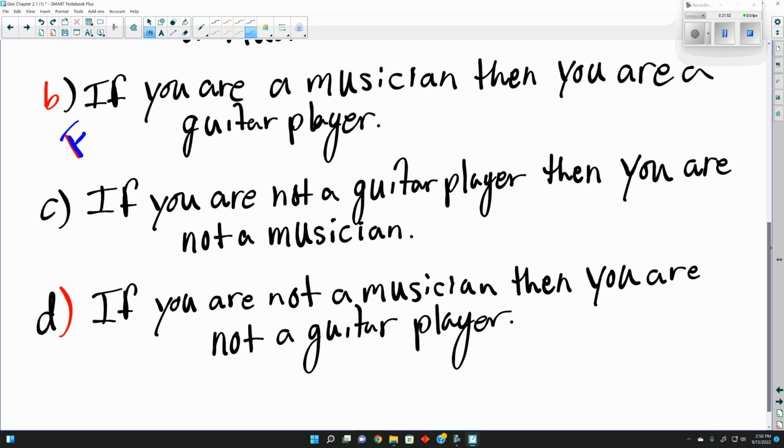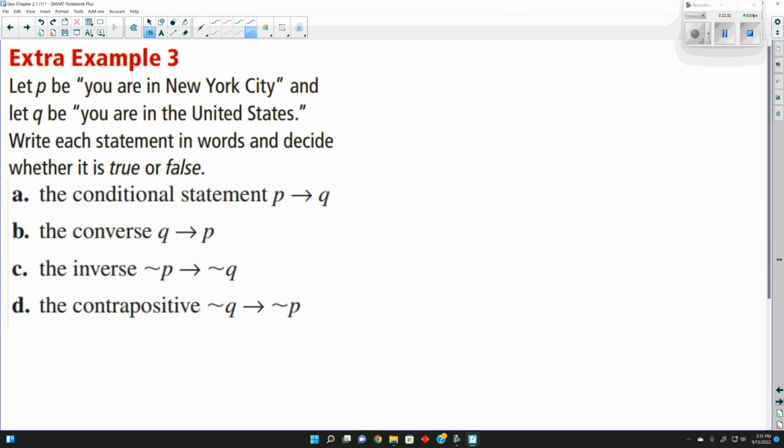If you're not a guitar player, then you're not a musician. Exactly the same reason we said the second one was false. And the last one, if you're not a musician, then you're not a guitar player. That's true, because if you're not a musician, you don't play anything. But as we said a minute ago, if the conditional statement's true, the contrapositive should be true as well. If the converse is true, the inverse is true, and vice versa. If the conditional statement's false, the contrapositive is going to be false. If the converse is false, the inverse will be false. Questions on these here?